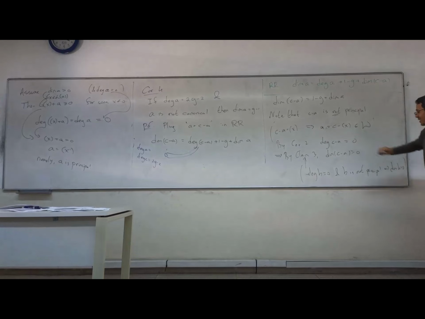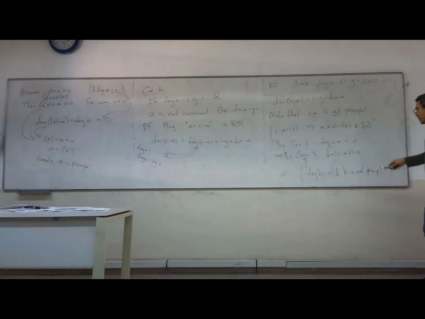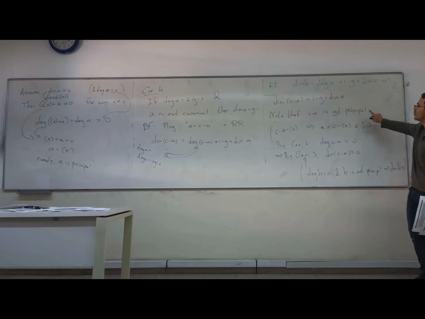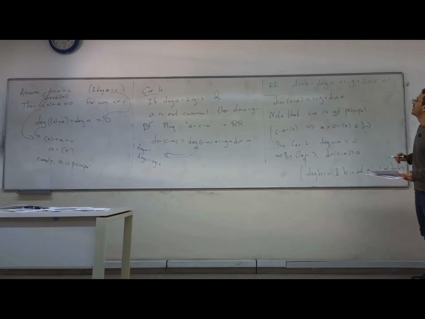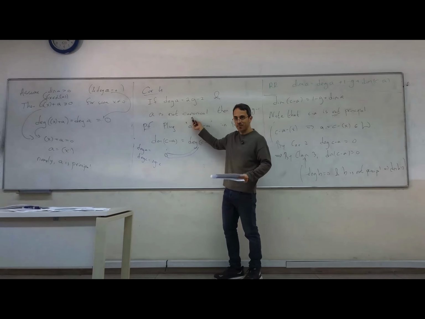So C minus A has degree 0, because both C and A have degree 2G minus 2. And the dimension, sorry, why is C minus A not principal? Sorry, note that C minus A is not principal, as otherwise A would be canonical. We assume that it's not canonical, so we took a non-canonical divisor.